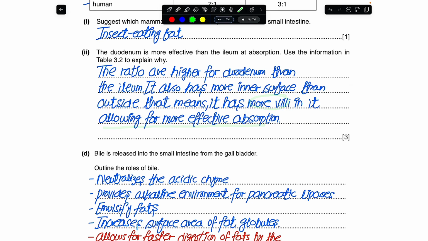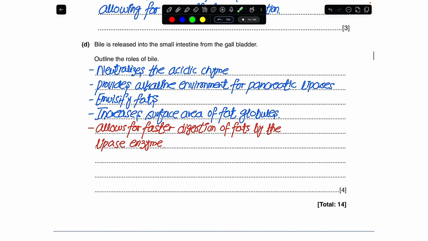If I come toward the D part, there are 4 marks. Here they say that the bile is released into the small intestine from the gallbladder. But we know that here we have the liver. The liver actually synthesizes the bile juice and the pigment, but for a short period of time, the bile is stored here in the gallbladder, and then later it goes into the duodenum of the small intestine.